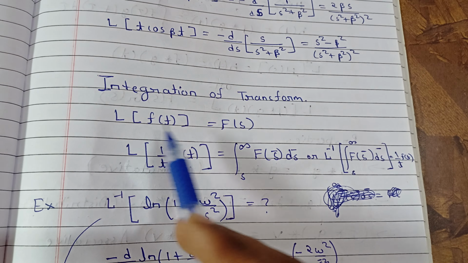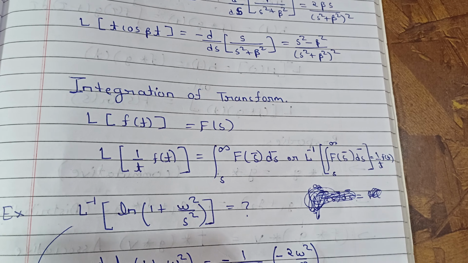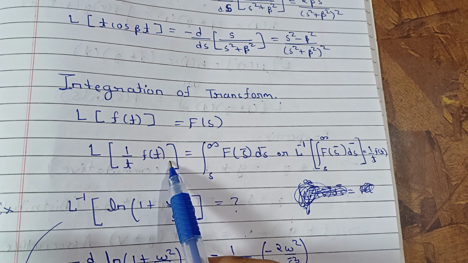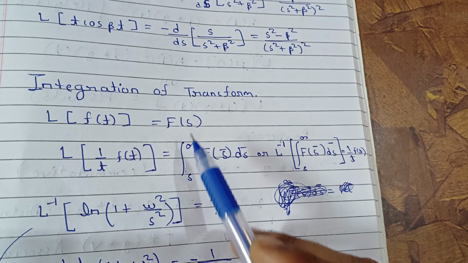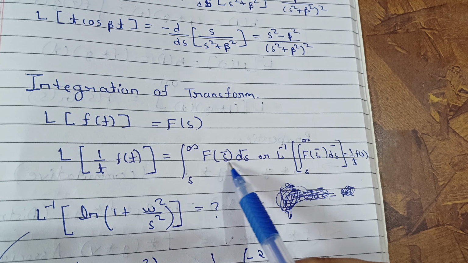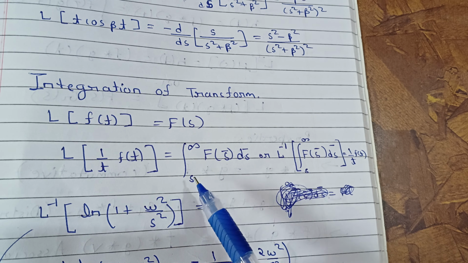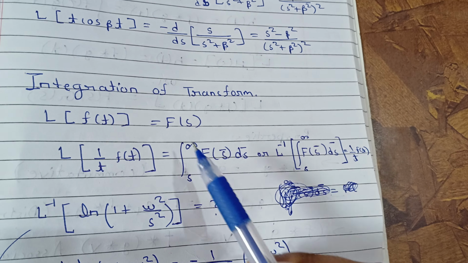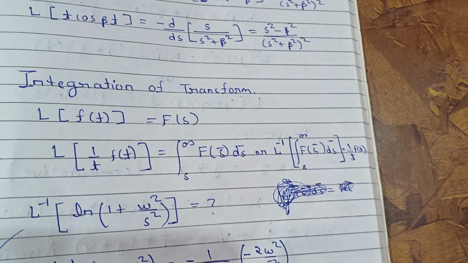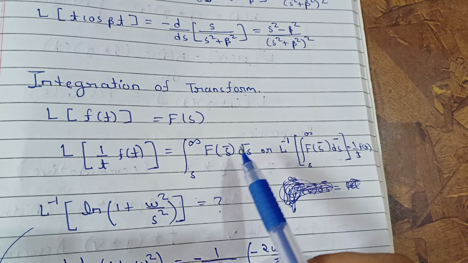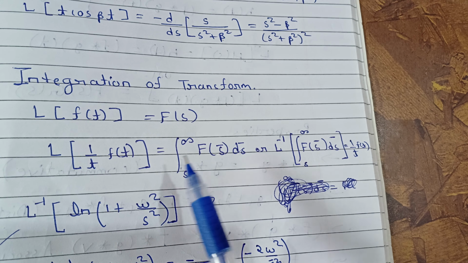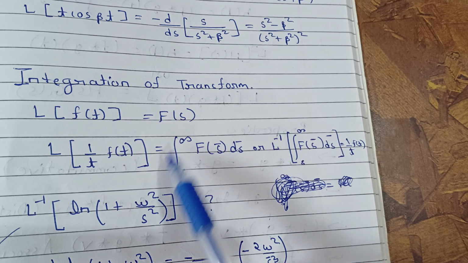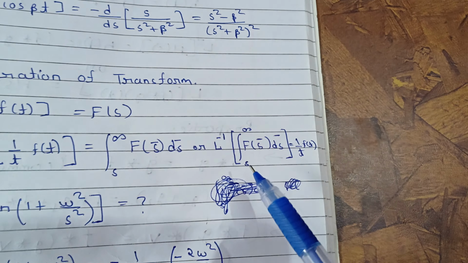If you have L[f(t)] = F(s), then the Laplace transform of (1/t)f(t) can be written as the integral of F(s) ds from s to infinity, where s is some variable. When you solve this and put the limit s to infinity, that will be your Laplace transform of (1/t)f(t). Now what is the use of this? If you take the inverse Laplace transform of this, it will give you (1/t)f(t).